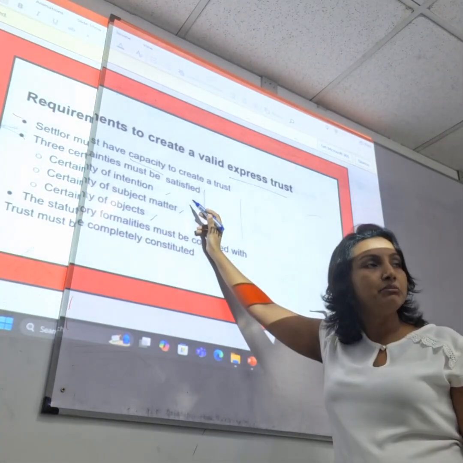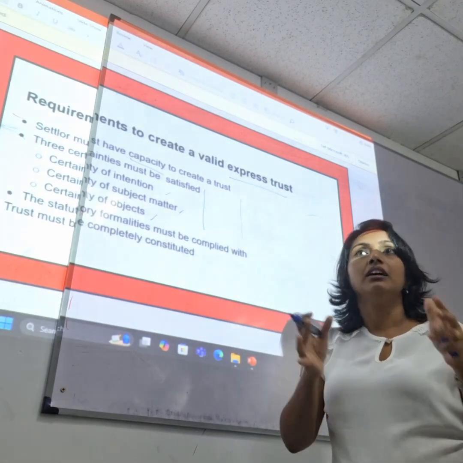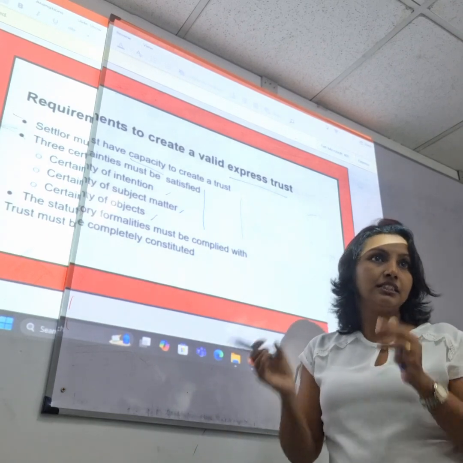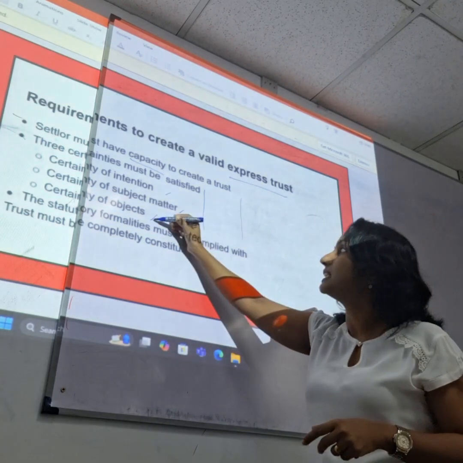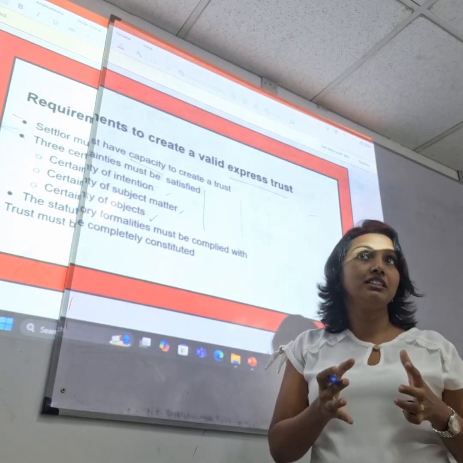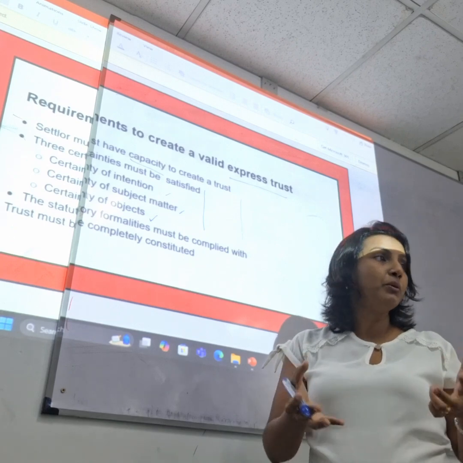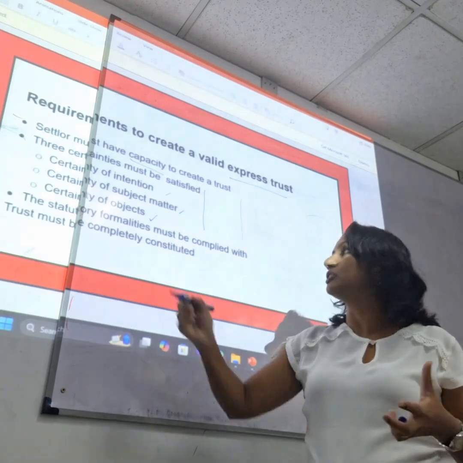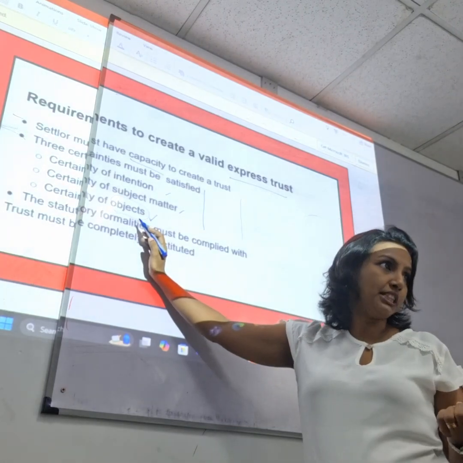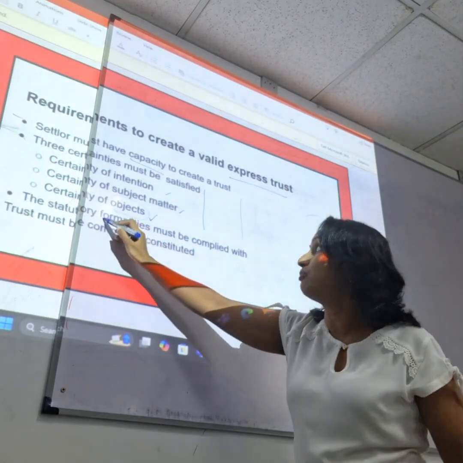Certainty of subject matter means what sort of property is kept on trust, what will be given away on trust. The subject matter, the property. Then certainty of objects means there must be an exact clarification of who the beneficiaries are, the people who are going to hold the equitable title. So there must be certainty with regard to those. Objects means the beneficiaries.